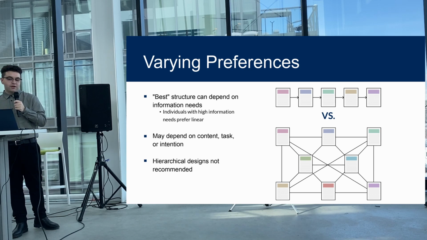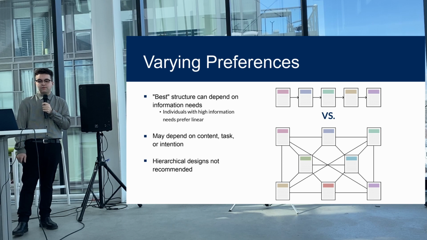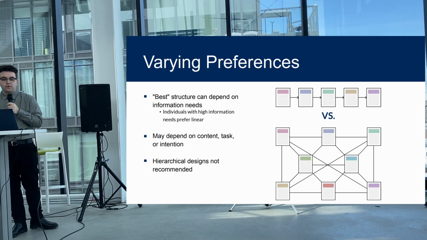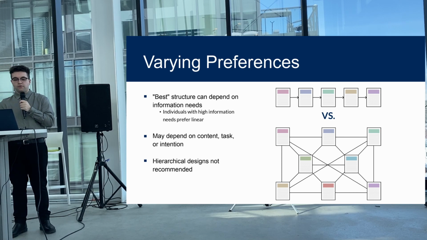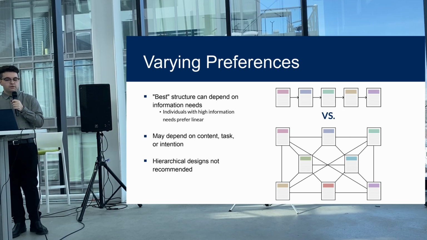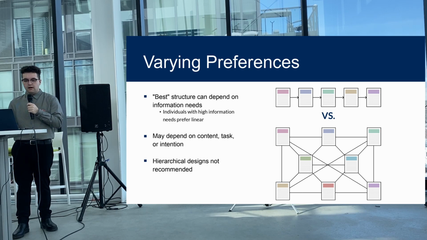There are varying preferences, like I talked about. For example, it can depend on somebody's information needs. So older adults with higher information needs prefer that linear structure, whereas people with lower information needs maybe prefer a more hypertext-based or matrix-style structure. And the higher information needs typically prefer the linear structure because it allows them to guarantee that they see everything, right?